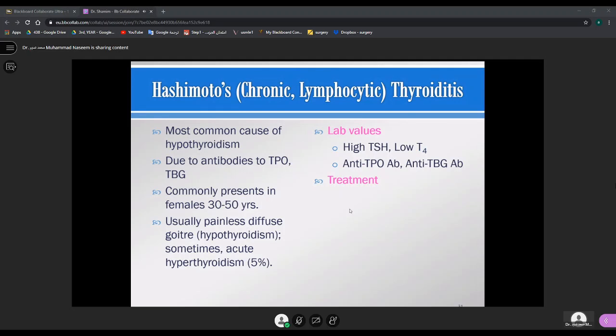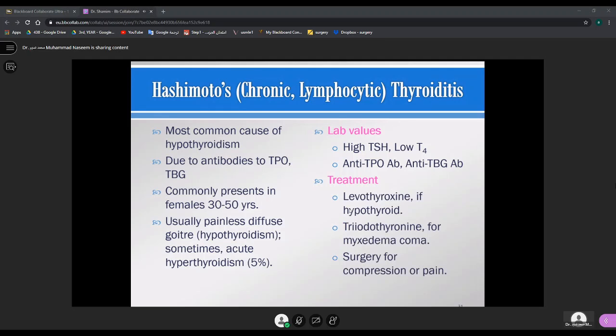On investigation, you will find that TSH will be high and T4 will be low, and you will find antibodies against TPO and thyroglobulin. Treatment is replacement, that is give levothyroxine if the patient is hypothyroid, or give triiodothyronine for myxedema coma. Surgery is required for compression or painful symptoms.